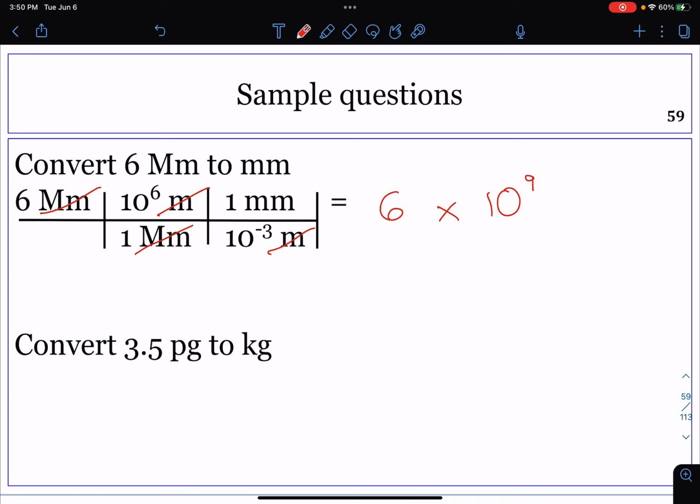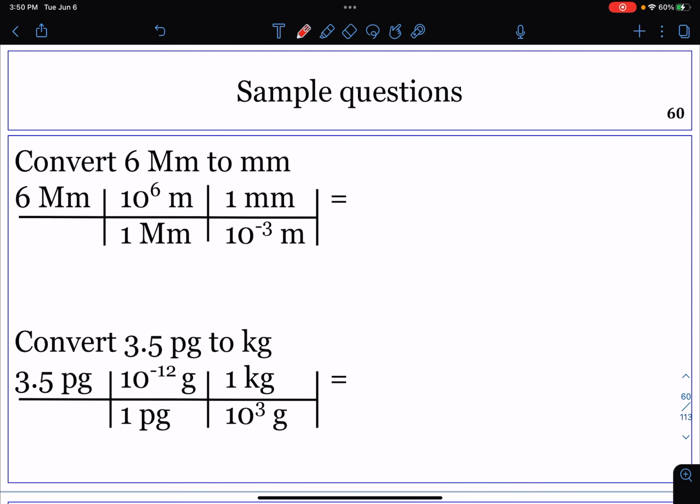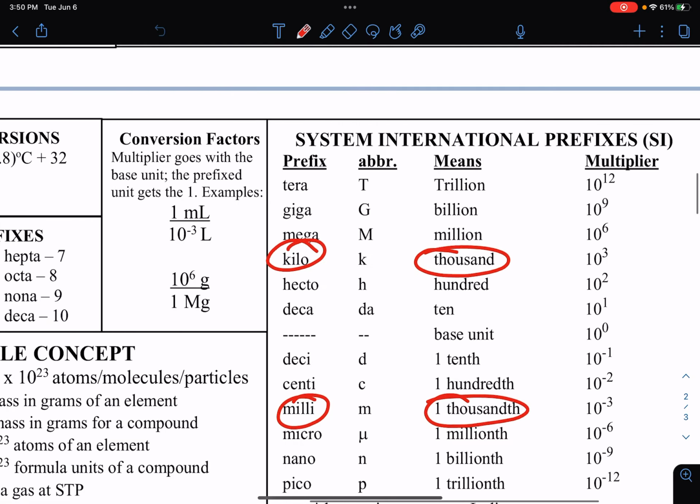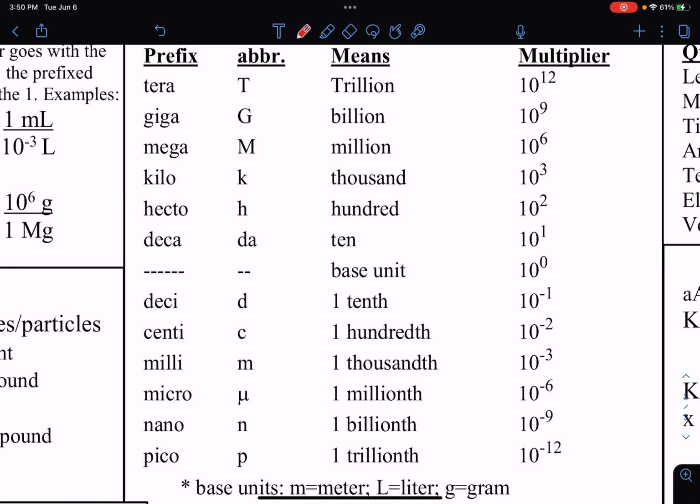So pause and work out the second problem. Convert 3.5 pg to kg. The p in the metric system prefixes is pico, and you can find that on your periodic table. None of this do you have to memorize. So we're looking at a picogram to kilograms. We've got 3.5 picograms, and we need to convert that into kilograms. So notice our multipliers here. 10 to the negative 12, and 10 to the positive 3.